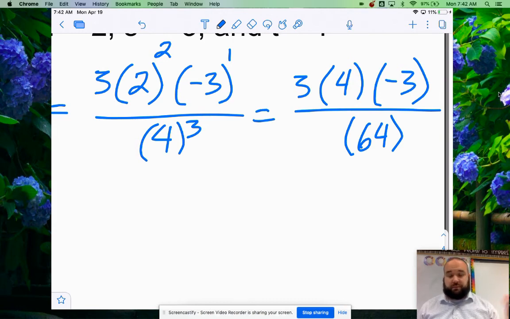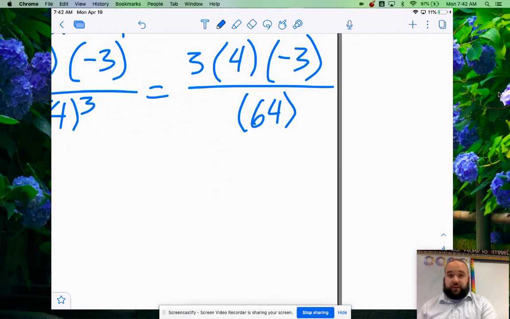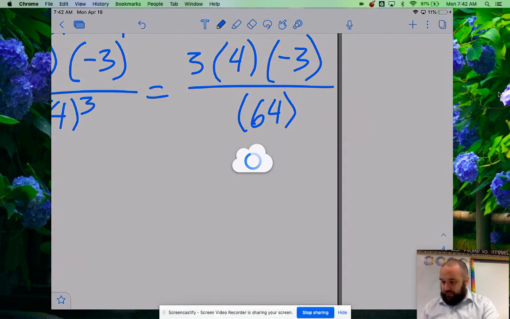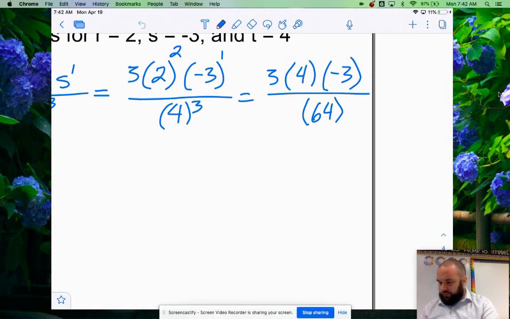I'm going to leave them up top, and then just multiply the top to simplify this. So 3 times 4 is 12, times negative 3 is negative 36. What is happening? Okay, that's weird. So negative 36 over 64.